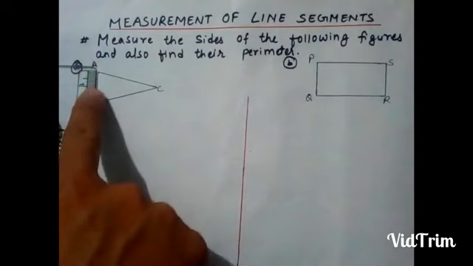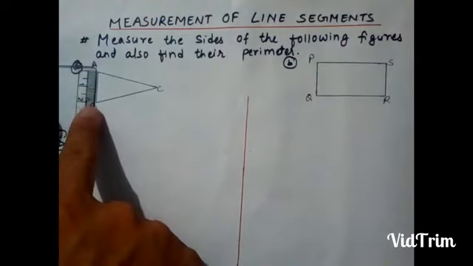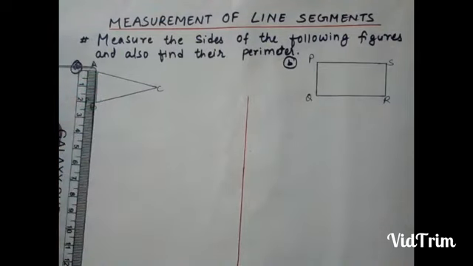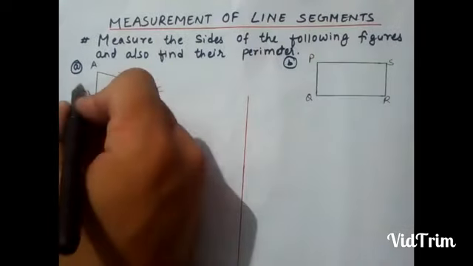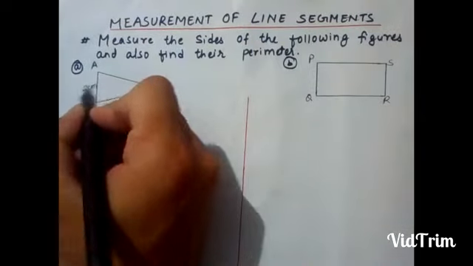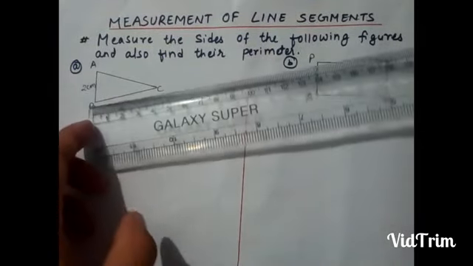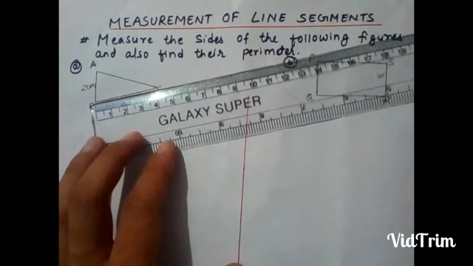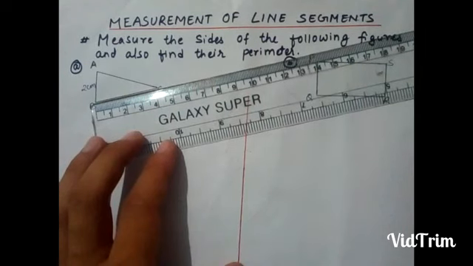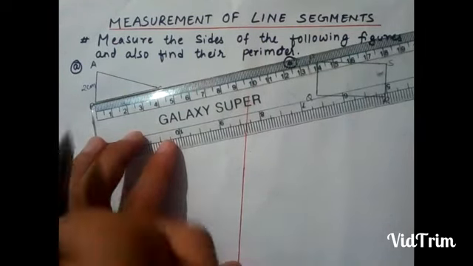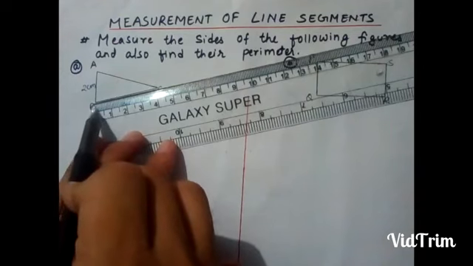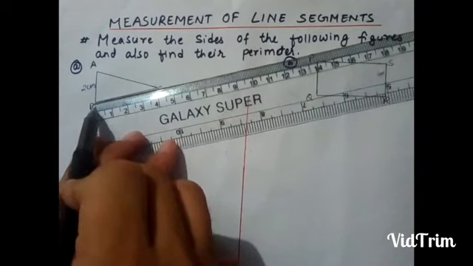This is 0, 1, 2. So students, here the length of AB is 2 centimeter. Now similarly, let's measure the length of BC. To measure BC, I need to keep 0 at B and the ruler parallel to BC.